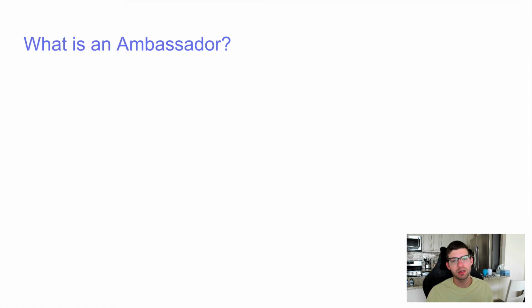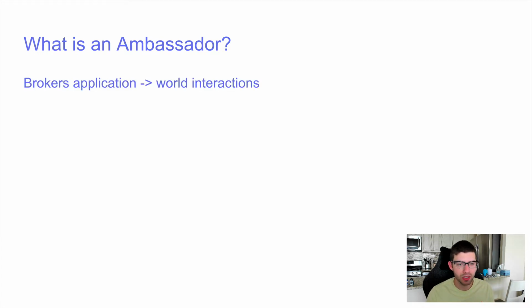So the first thing we need to consider in general is, what is an ambassador? Like, what does that mean, right? In this case, an ambassador is another service or another container, perhaps, that brokers interactions between our application, which maybe is in a container or some sort of isolated environment, and the world around it, whether that world be other services within, let's say, our cloud environment, such as AWS or GCP, or the internet at large. It doesn't really matter. It brokers the interactions between the application and the world around it that it lives within, right?